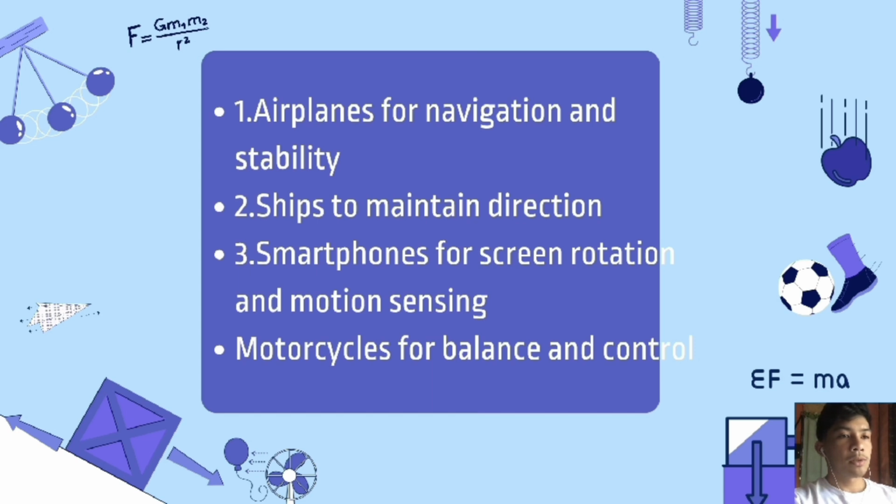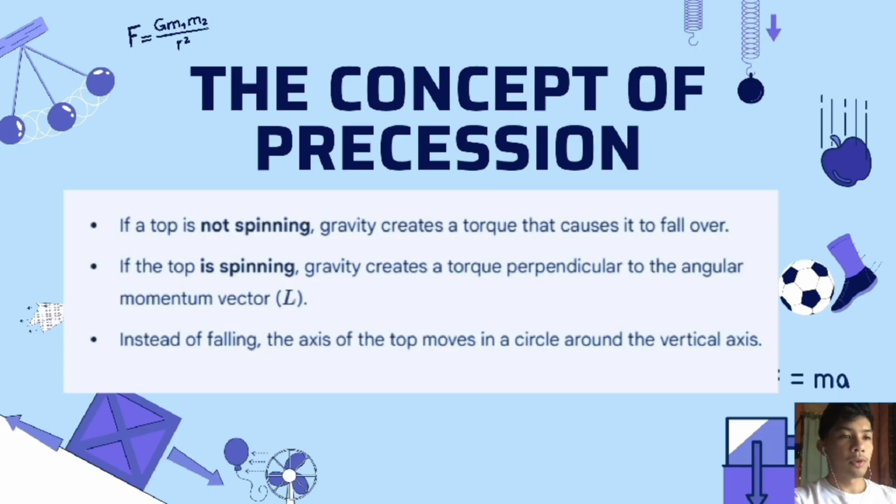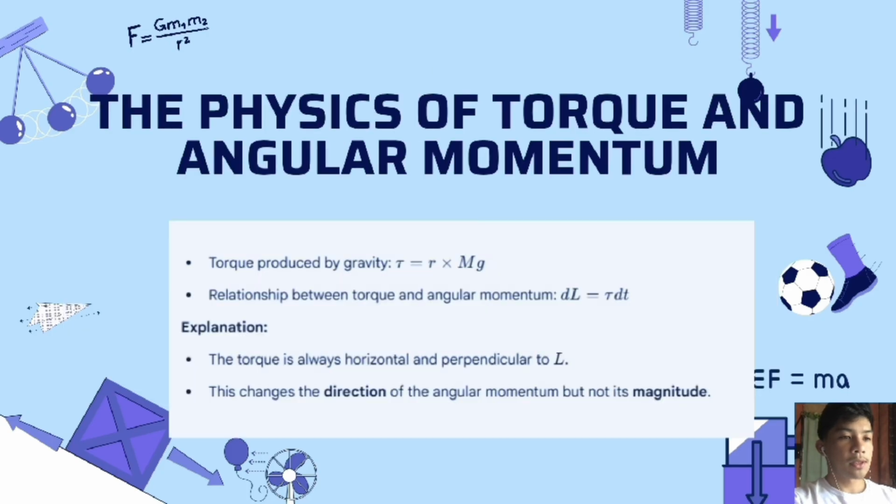So concept of precession. Now let's move on to precession. Precession is the slow change in direction of the axis of a rotating object. Instead of falling over when pushed, a spinning object moves sideways. So it does not fall straight down, it moves sideways. So torque and angular momentum. This happens because of torque. Torque is a force that causes rotation. When torque is applied to a spinning object, it changes the direction of angular momentum, not its magnitude. That is why instead of falling, it precesses.